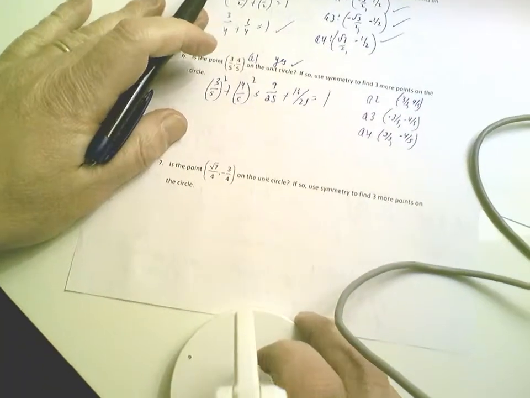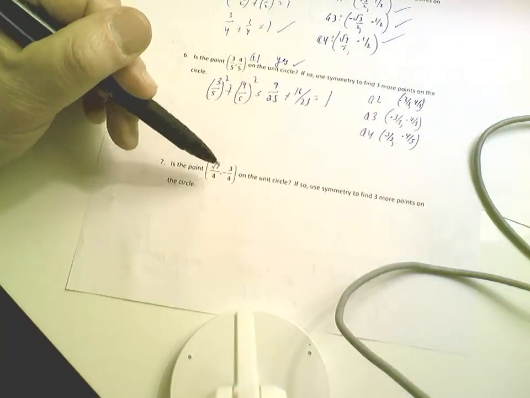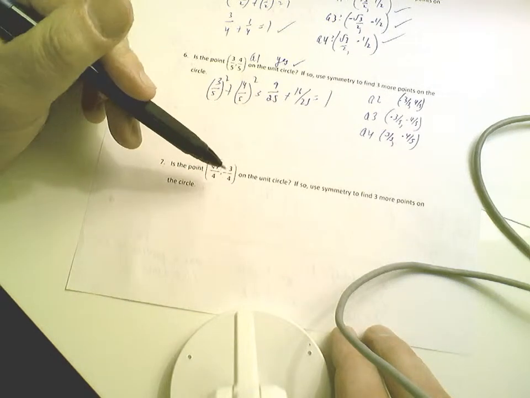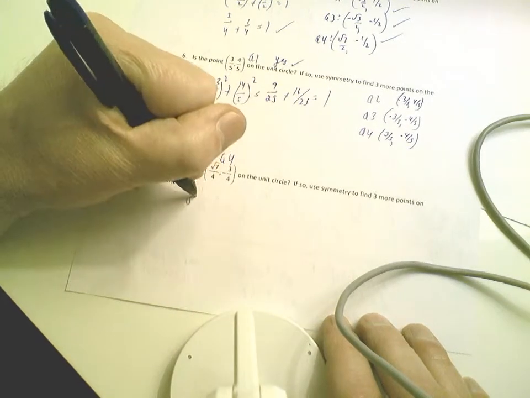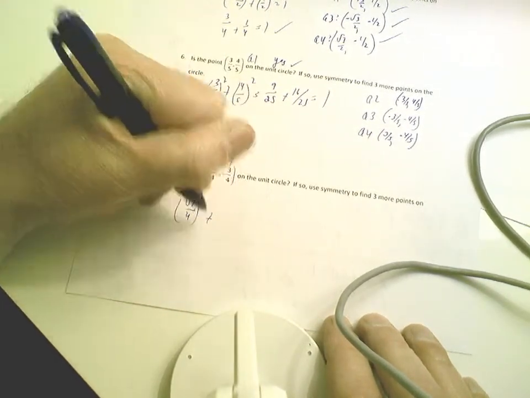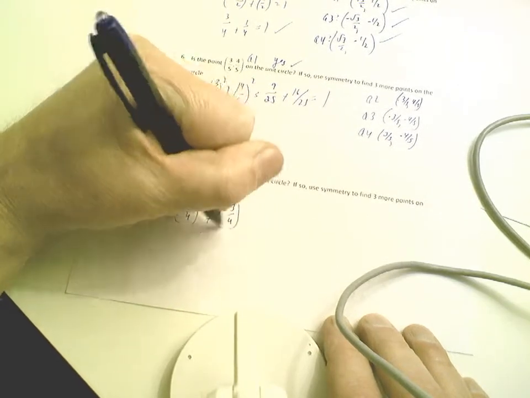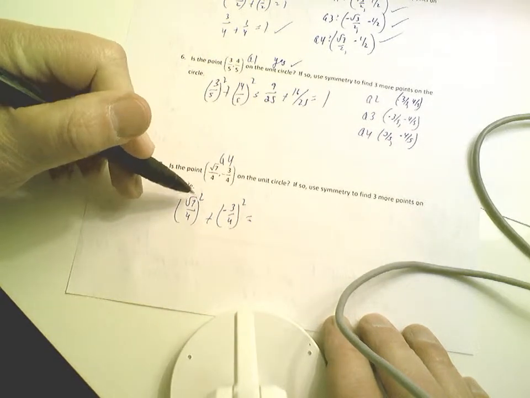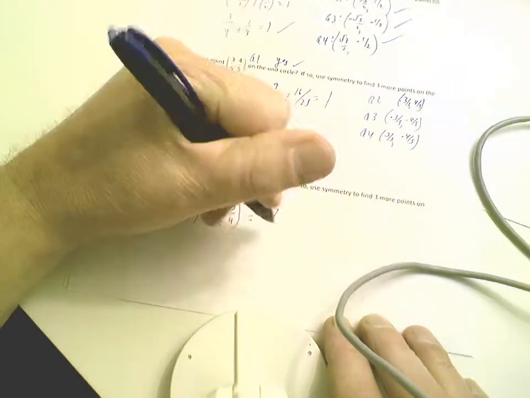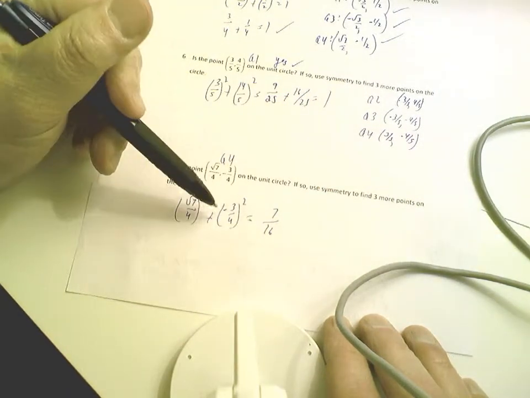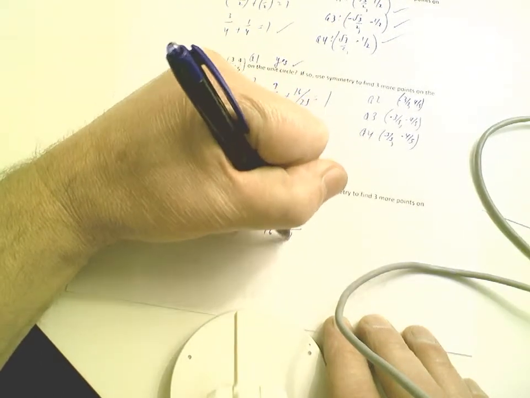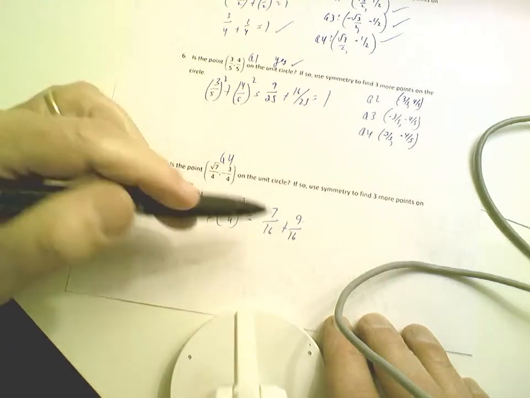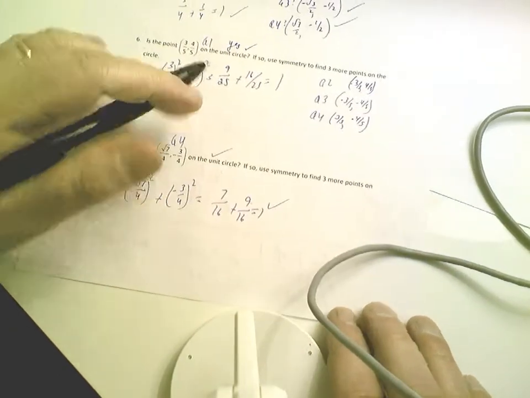Is the point (square root of 7 over 4, negative 3/4) on the unit circle? This is Q4, by the way. Let's test it out. Square root of 7 over 4 squared plus negative 3/4 squared. Square root of 7 times square root of 7, 7. 4 times 4, 16. 7/16. Negative 3/4 times negative 3/4 is positive 9/16. 7 plus 9, 16 over 16 equals 1. Yes, it's on the unit circle in quadrant 4.